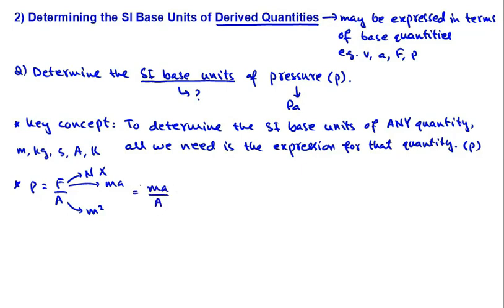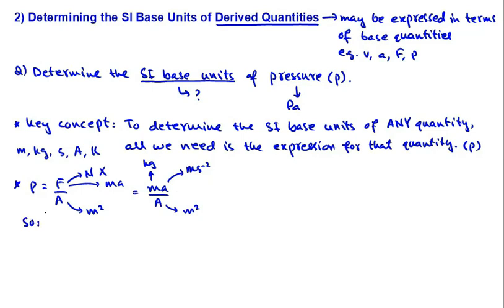Students, in this new expression for pressure, m is mass, the SI unit of mass is kilogram, which is also an SI base unit. a is acceleration, the SI unit of acceleration is meter per second squared, where meter and second are both SI base units, and capital A is area, the SI unit of area is meter squared, where meter is again an SI base unit. See students, we have finally obtained an expression for pressure in terms of quantities we know the SI base units of. Now let's use this expression to determine the SI base units of pressure.